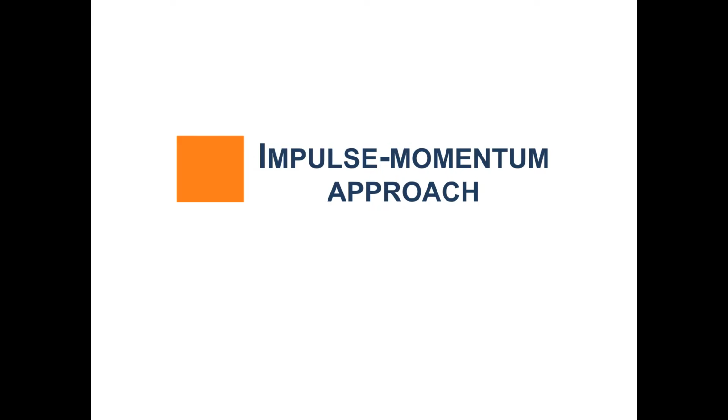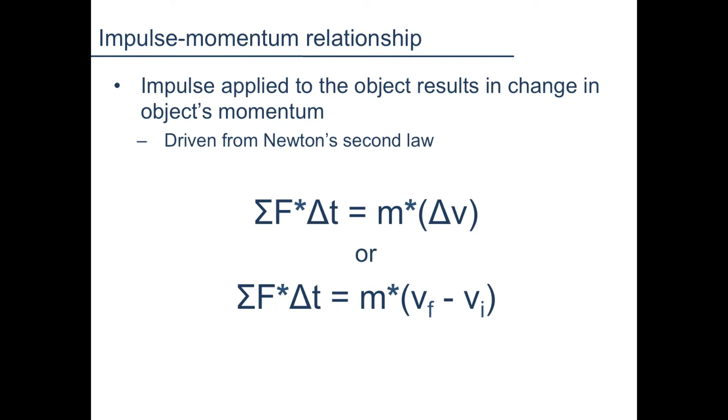Here we will talk about the second approach to dynamic analysis, the impulse-momentum approach. The impulse-momentum relationship refers to the relationship that the impulse applied to the object is equal to the change in the object's momentum. This relationship, which is derived from Newton's second law, allows us to understand how hard and for how long we need to apply the force on the object to cause a change in momentum.